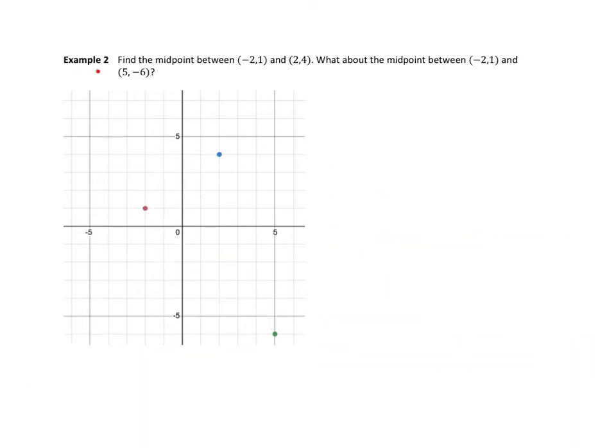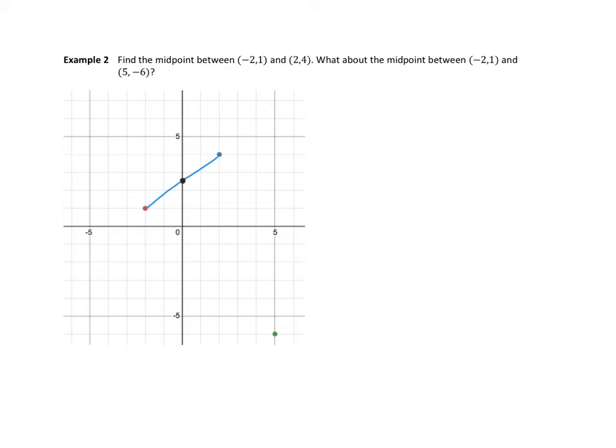In example 2, we're going to use the same points as in example 1, but now we're going to find the midpoint instead of the distance between them. Let's start with these 2 points here. What is the halfway point between (-2, 1) and (2, 4)? So where is that located? I'm guessing it's probably on the y-axis, so right about there. The answer has both an x and a y coordinate since it's a point.